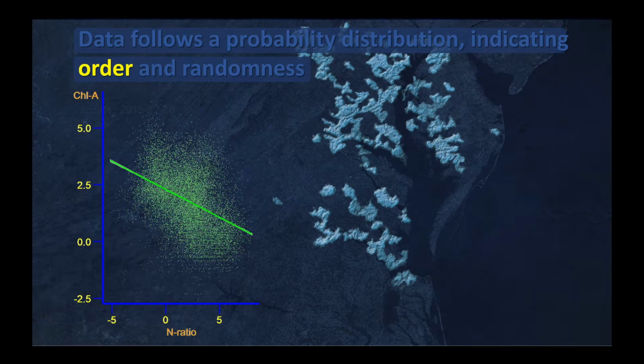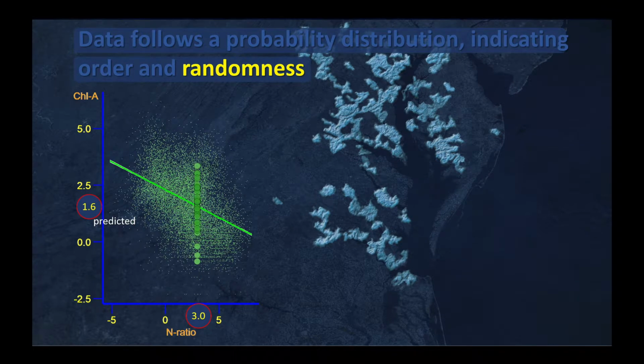This allows us to approximate the line describing the relationship between the N ratio and chlorophyll A. As you see, this relationship is negative. The higher the N ratio, the lower the chlorophyll A. We now shift our attention to modeling the inherent randomness in the system. At an N ratio of 3, the predicted chlorophyll A value, as approximated by our line, is 1.6.